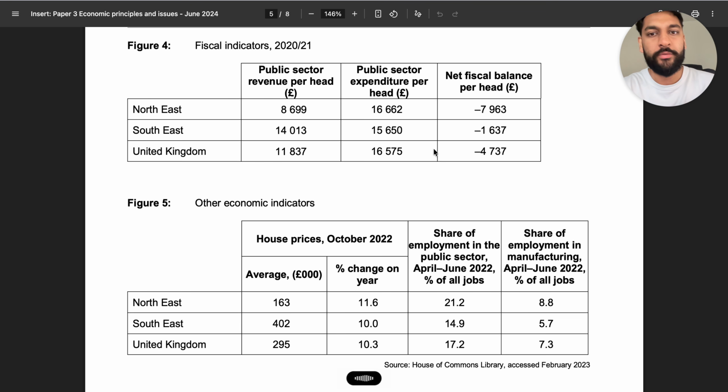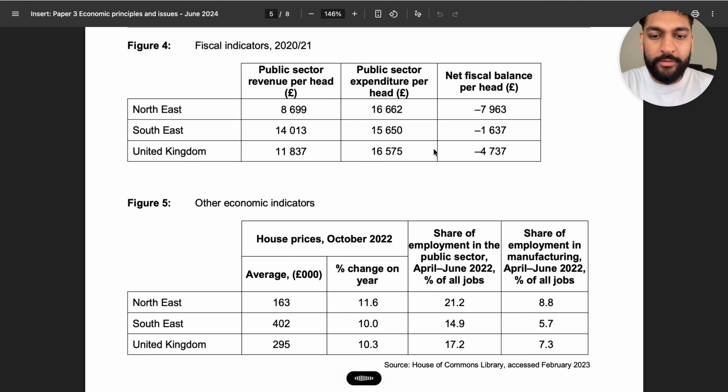This suggests that over their life they've accumulated more income and therefore more wealth, and therefore they are likely to have been able to afford nicer things. One limitation of this data is that it only shows house prices in October 2022, and it also shows that the percentage change in the previous year was 11.6% in the northeast, which is actually higher than the 10% increase in the southeast. This suggests that very slowly the northeast is catching up with the southeast.